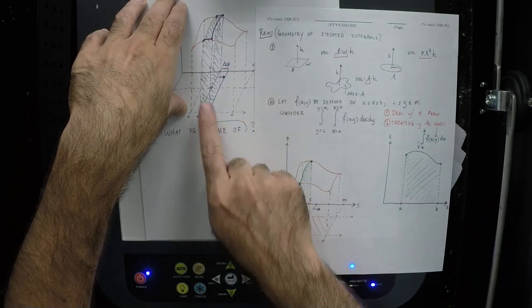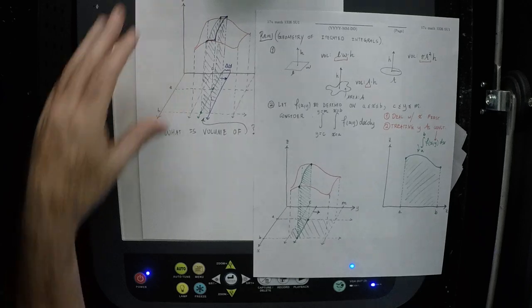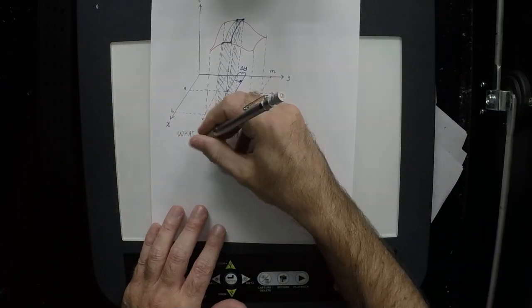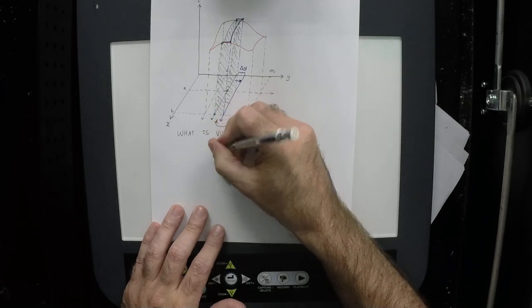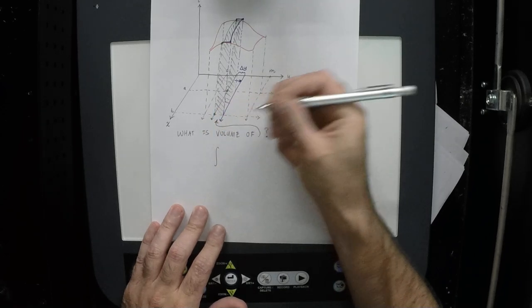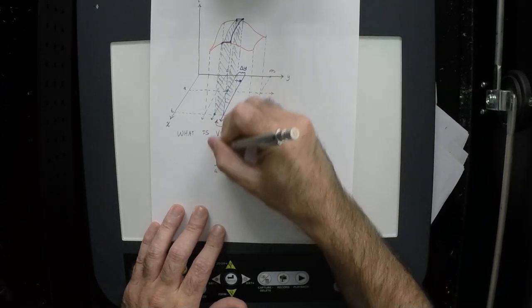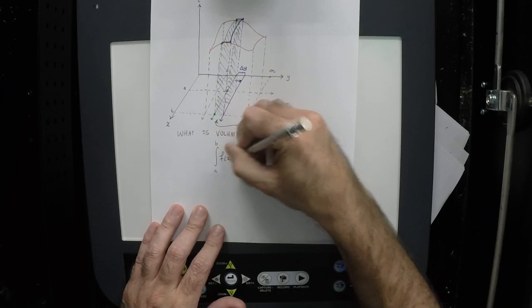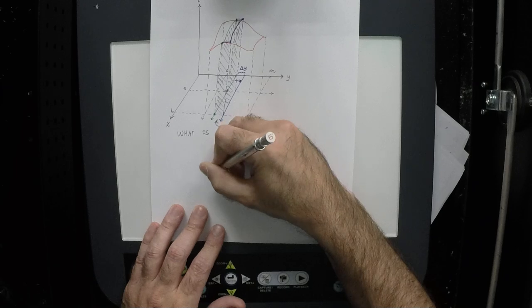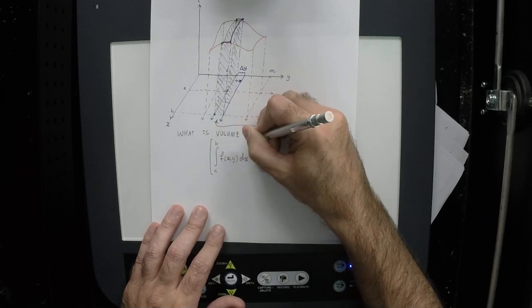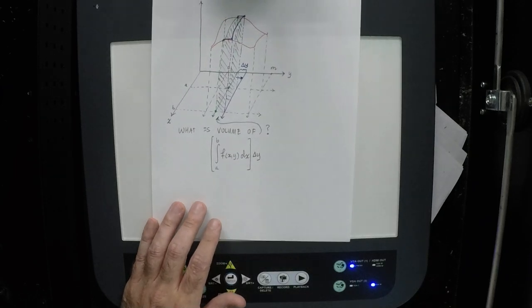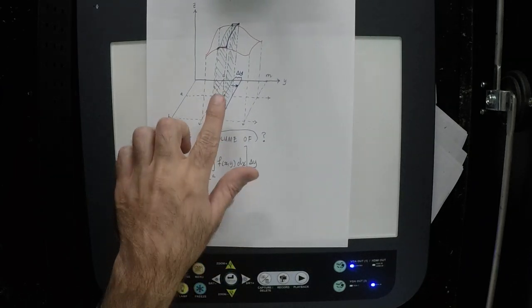So the volume of that shape is the integral from a to b, f of x and y dx, that's the area of the green part, and then multiplied by delta y. That's the volume of that bit.